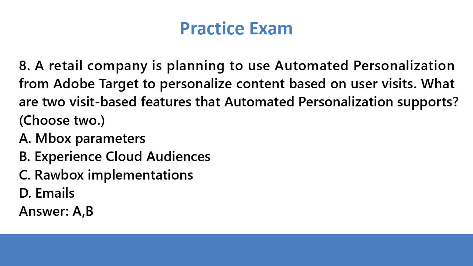8. A retail company is planning to use automated personalization from Adobe Target to personalize content based on user visits. What are two visit-based features that automated personalization supports? Choose two. A. mbox parameters. B. Experience Cloud audiences. C. Rawbox implementations. D. Emails. Answer: A. B.